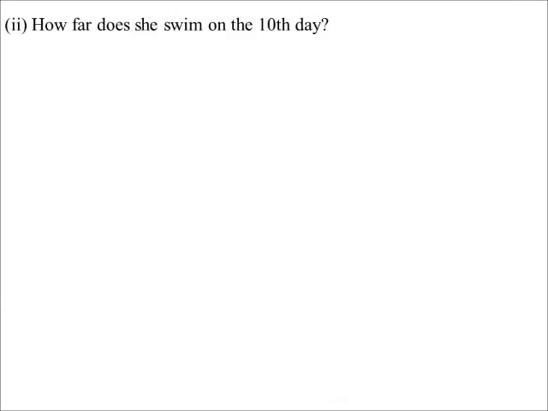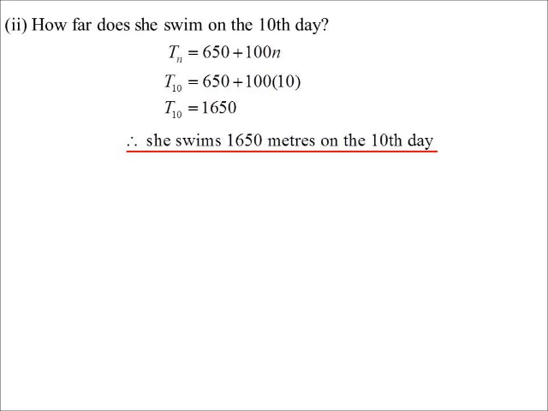Well, how far will she swim on the 10th day? Well, now that we have our formula, we'll just sub in 10. Oh, there we go, 1,650. By the way, for those that are unsure, the longest Olympic swimming event in a pool is 1,500 metres. It takes about 15 minutes for the really good ones to do it. But she'll swim 1,650 metres.